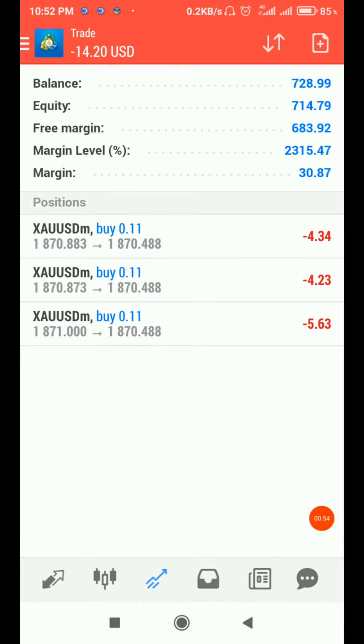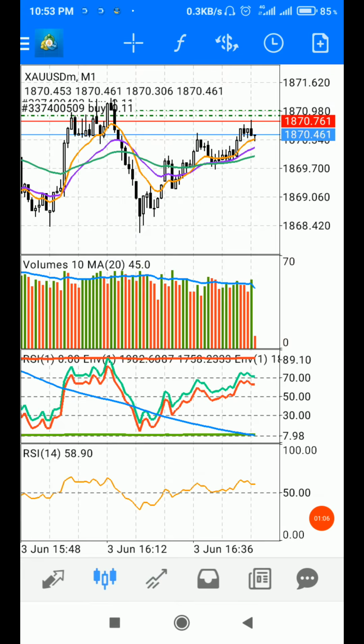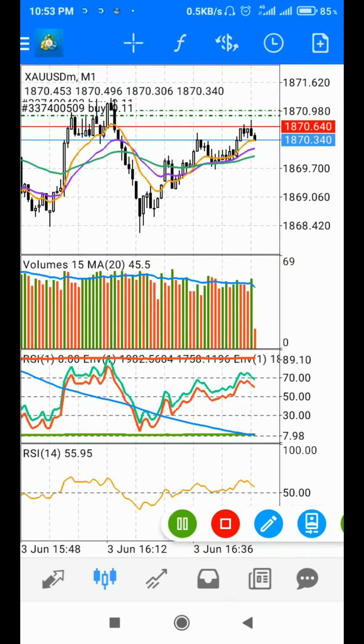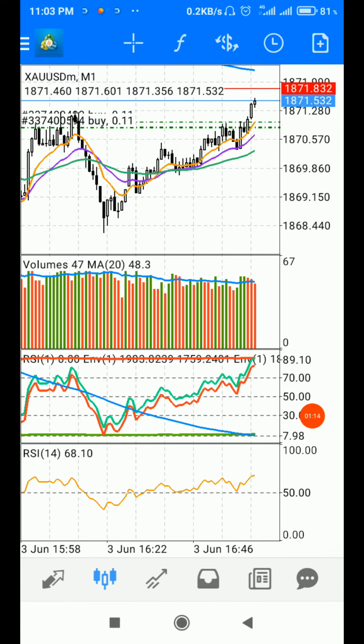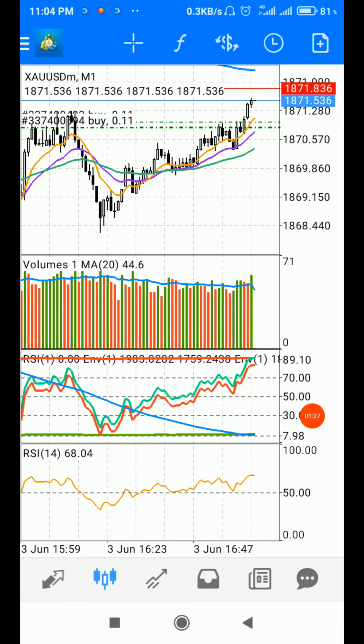Okay, here you see my balance is $728. So from $700, today I'm going to show you how effectively I'm flipping my account. As you can see, price is now moving upward from our entry point. So let me introduce you how it happened, why I'm taking a buy from this segment.